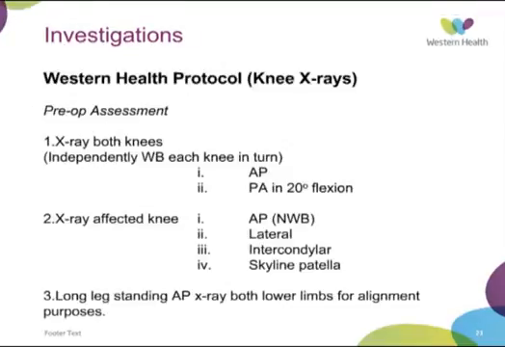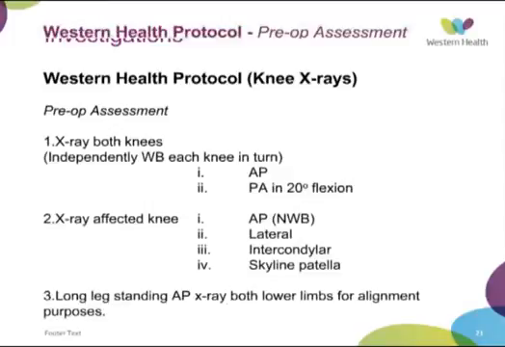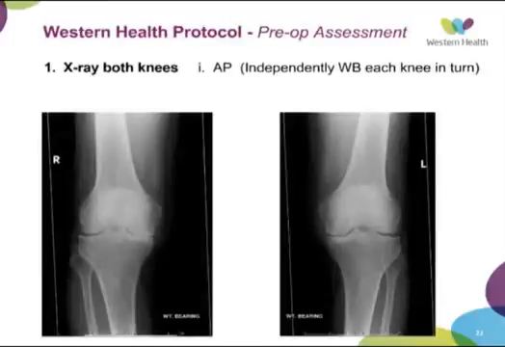Now, at Western Health, we have a protocol with regards to taking x-rays of the knee joint pre-operatively. The first one is the x-ray of both knees, weight-bearing views, and also weight-bearing PA x-ray with 20 degrees of flexion. Then we x-ray the affected knee. You have your non-weight-bearing AP, lateral, your intercondylar, and your skyline view. And finally, the long leg alignment views.